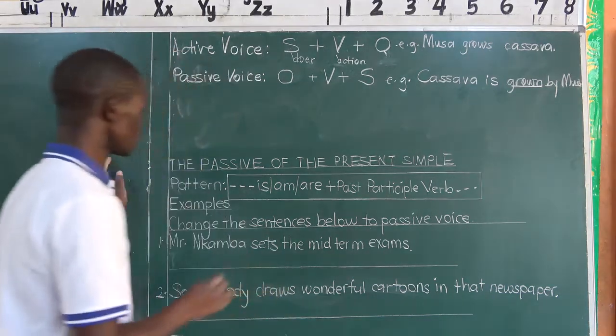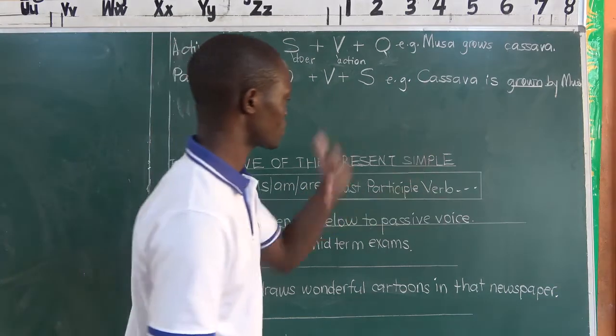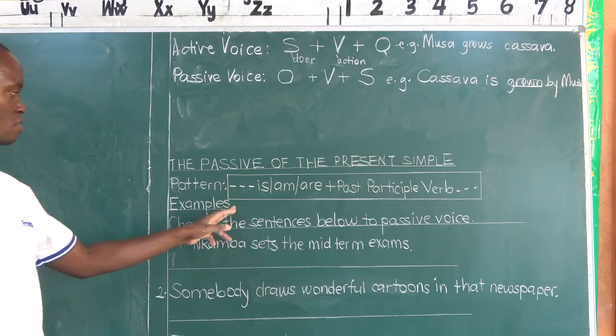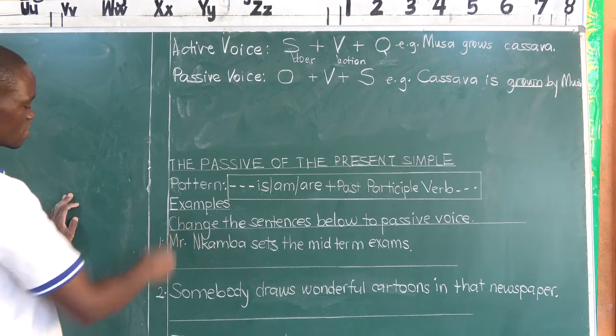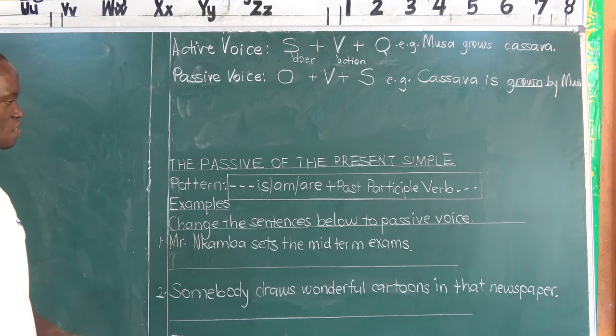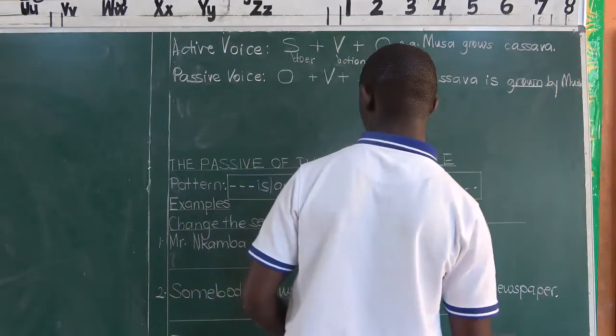Yes. So the order is am, is, are plus past participle verb. If you want to get a sentence in the passive voice, in which tense? In the present simple tense, passive voice. Let's look at the examples. We will have instructions telling us to change the sentences below to passive voice. Change the sentences below to passive voice.